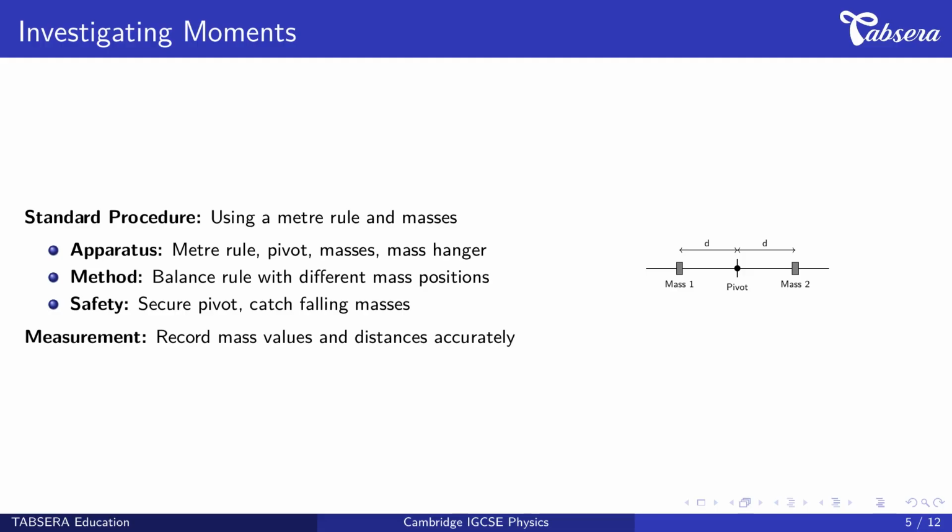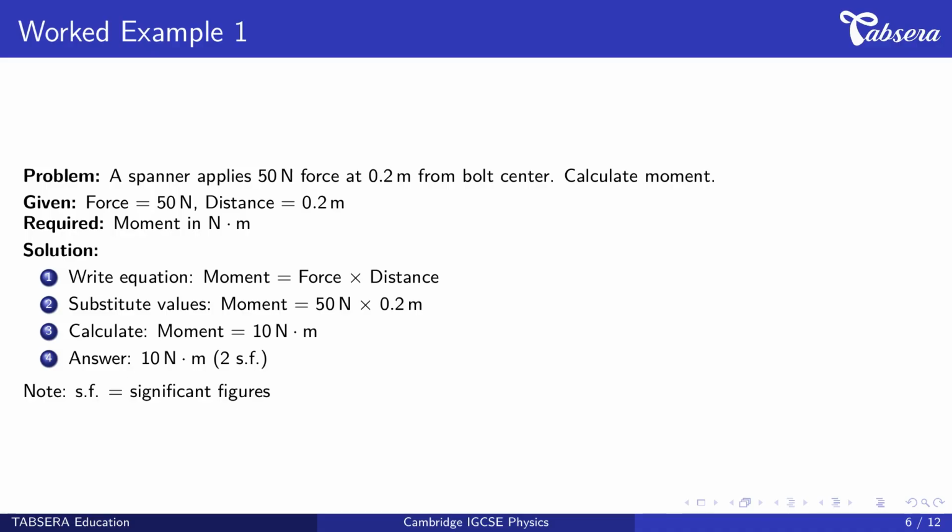The diagram shows the experimental setup with masses at distances d1 and d2 from the central pivot. Notice how we measure distances from the pivot centre to each mass position. Let's work through our first example. The problem states, a spanner applies 50 newtons force at 0.2 meters from the bolt centre. Calculate the moment. We are given force equals 50 newtons. Distance equals 0.2 meters. We need to find the moment in Newton meters.